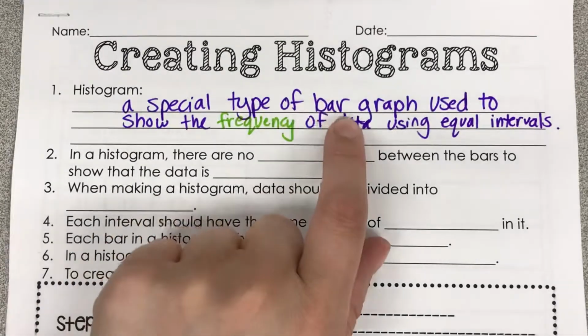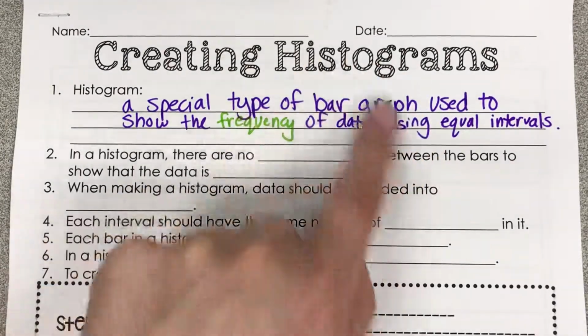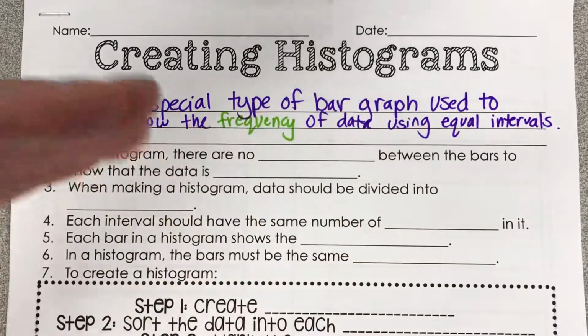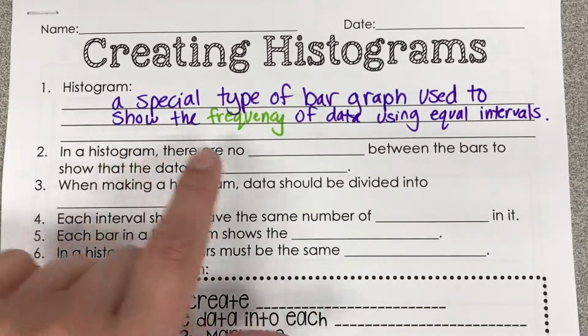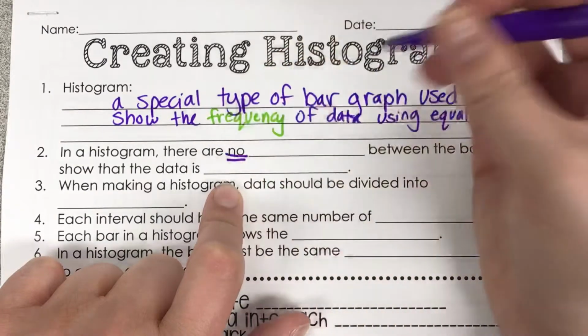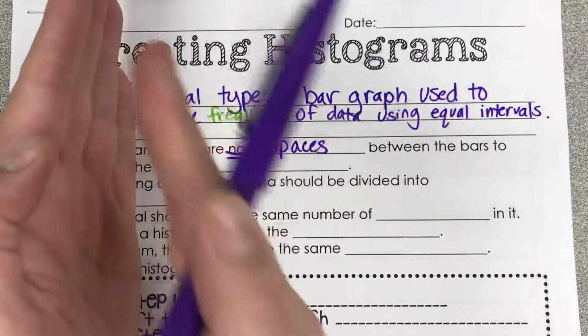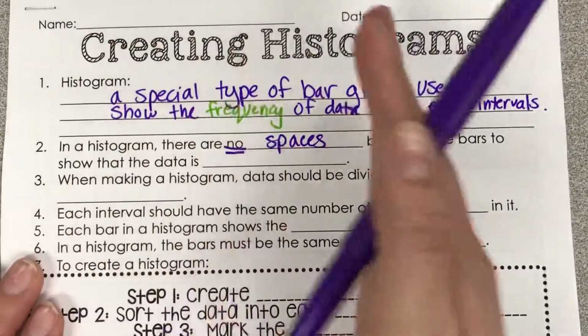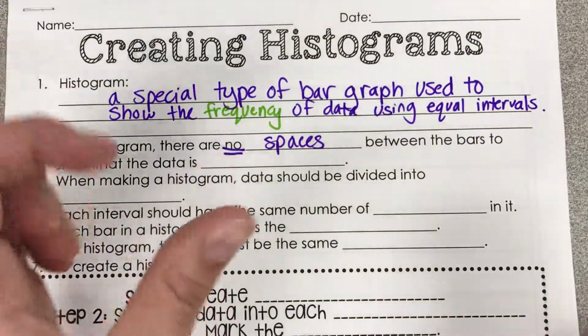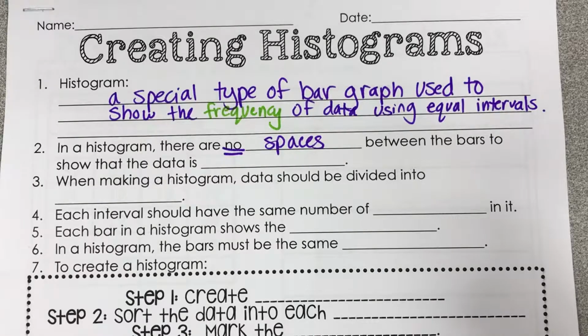So you've seen a bar graph before, but this is something a little bit more specific, and it has to do with probability and statistics. In a histogram, there are no, underline no, spaces. Means all the bars line up right next to each other. There's literally no gaps in between the bars, that I will draw for you in just a moment.